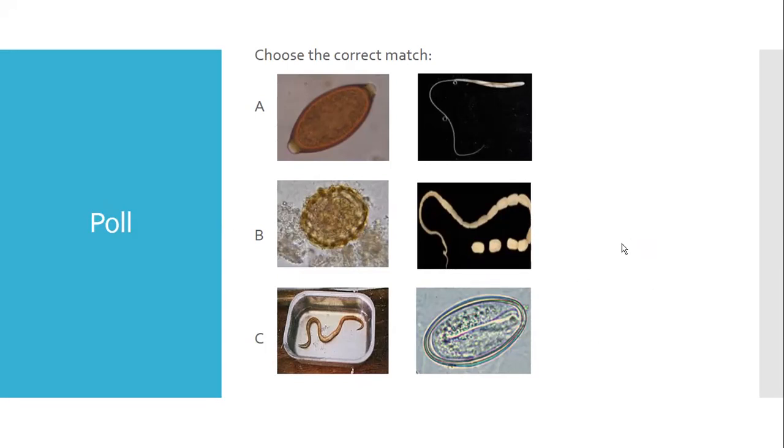Cool. We'll give people another 5 seconds. Complicated instructions, these. Cool. All right. Ending the poll and sharing the results.